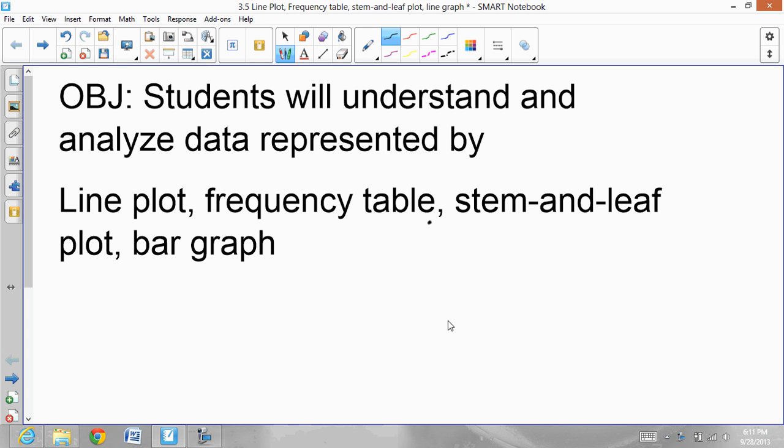Today you will learn about the line plot, the frequency table, stem and leaf plot, and bar graph, and understand how to analyze the data using them.